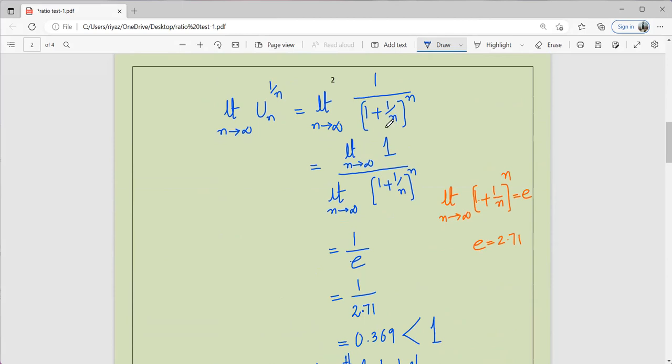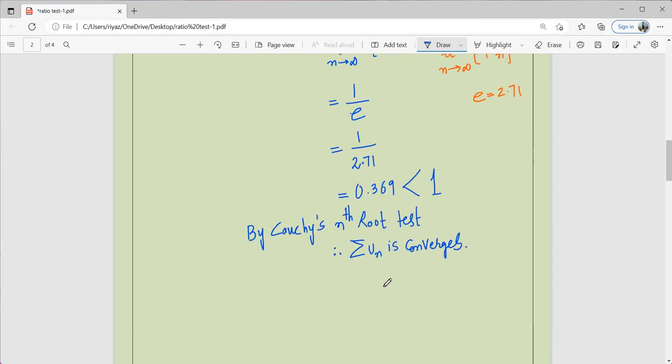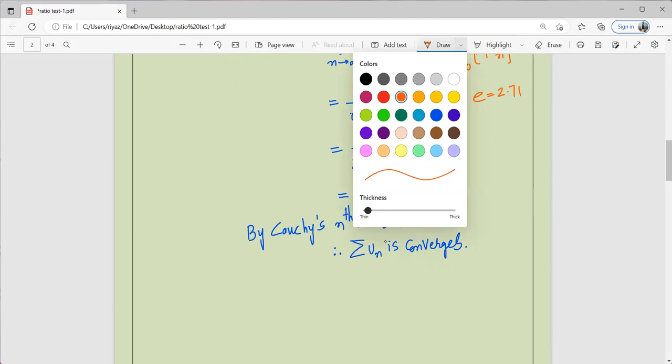Now we apply the limit for the numerator and for the denominator. For the denominator, we have a direct formula of limit that is equal to e. And we know that the e value is 2.71 and 1 by anything like that is definitely less than 1. So the answer is less than 1. So by the nth root test, summation u_n is, what do you say? It is convergent. Clear? We will do the second question.